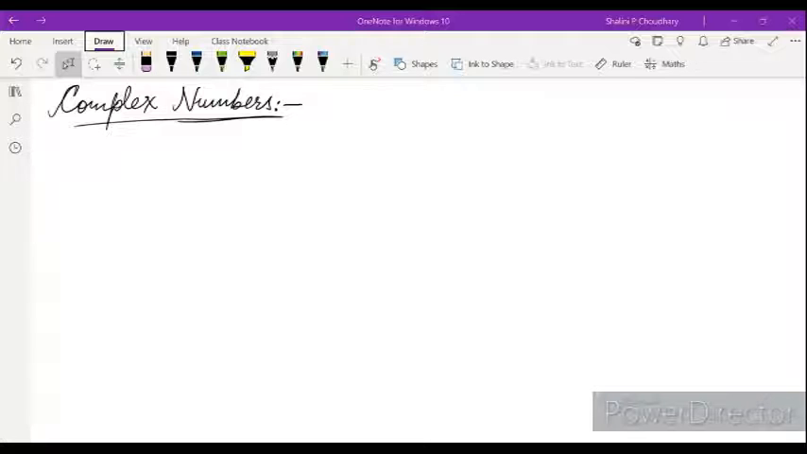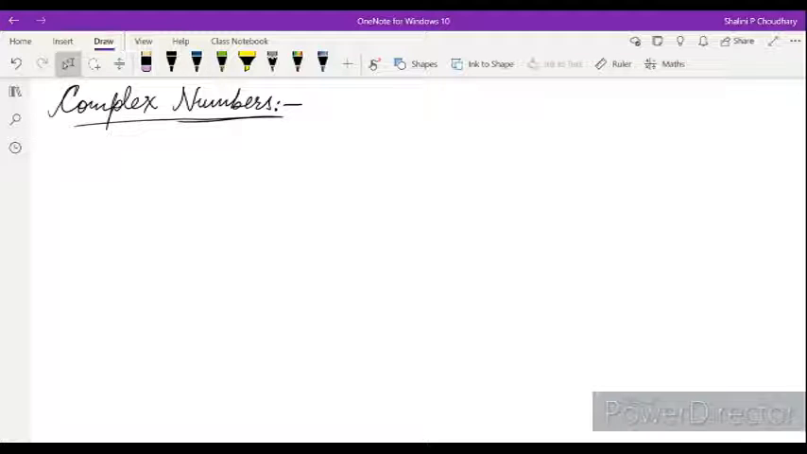Start a new topic, that is complex number. So before starting complex number, you should understand what complex number is, why we are using complex number. Basically, complex number is the combination of a real and imaginary number. So let's start complex number, but before that you need to understand the concept.